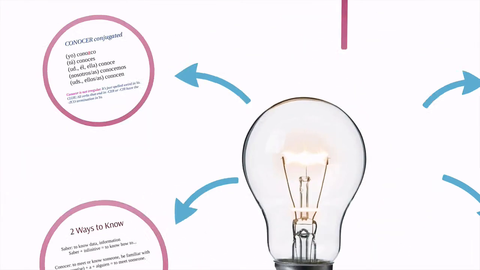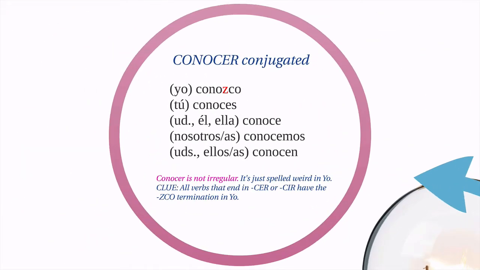Good. Now let's take a look at conocer, conjugated. And here you see there's a little strangeness in yo, and I avoid calling it an irregularity because this is not an irregular verb. Remember in class I said irregular verbs are verbs that are strange in the present, in the past, and very often also in the future. Conocer is regular everywhere except in the present of yo. This is actually called an orthographic changing verb, which simply means that it has a little spelling irregularity.